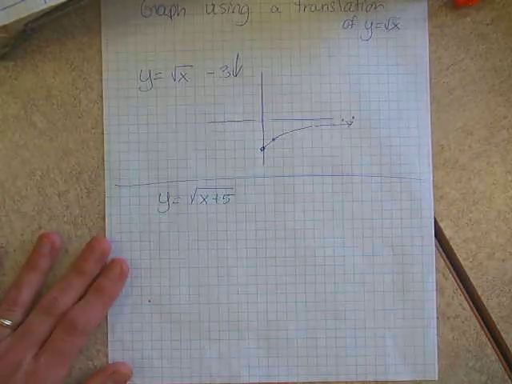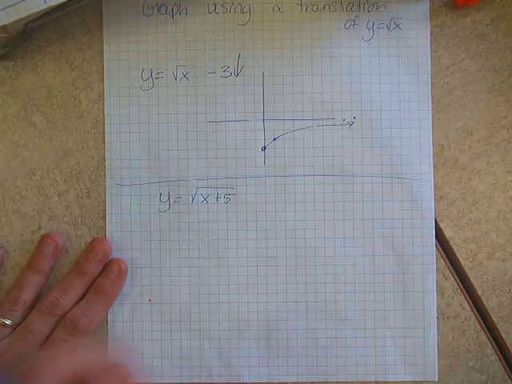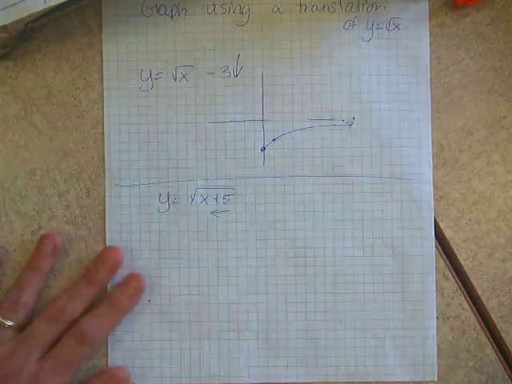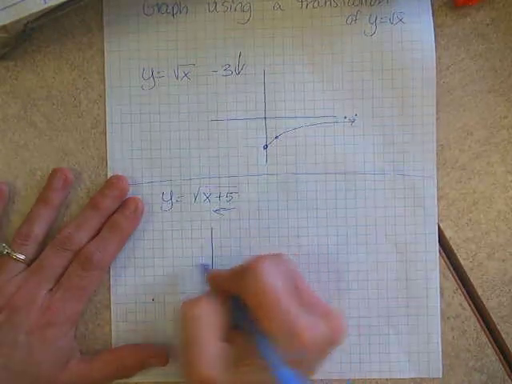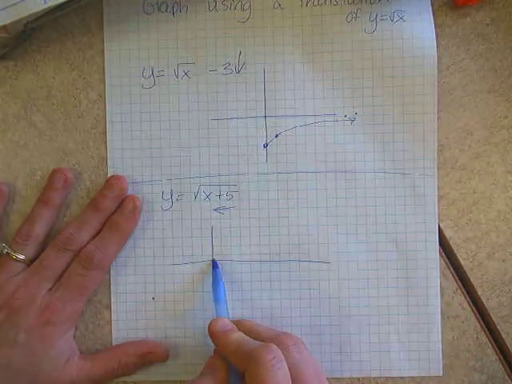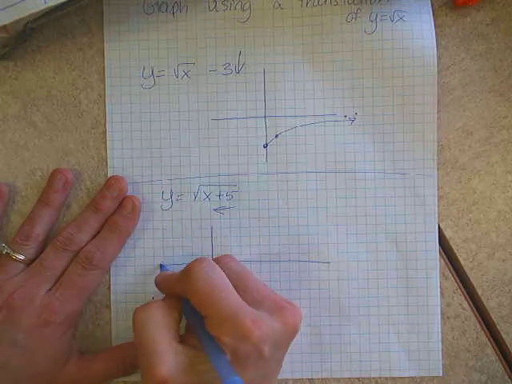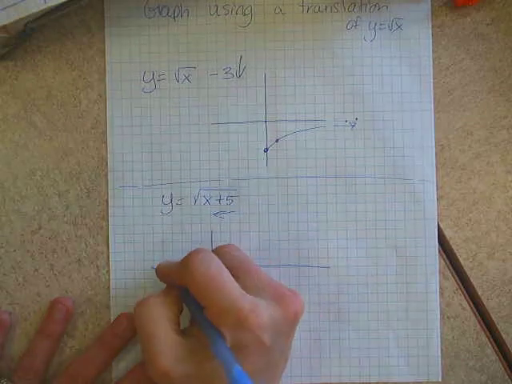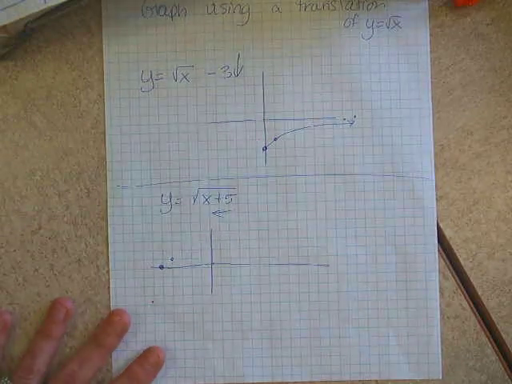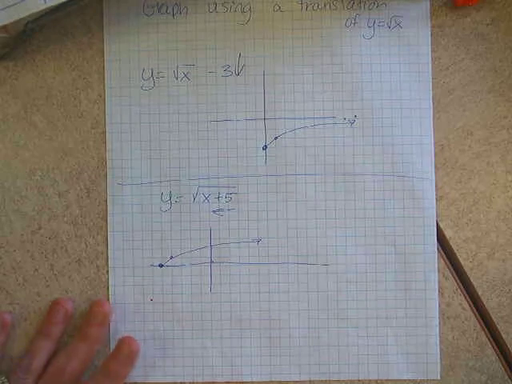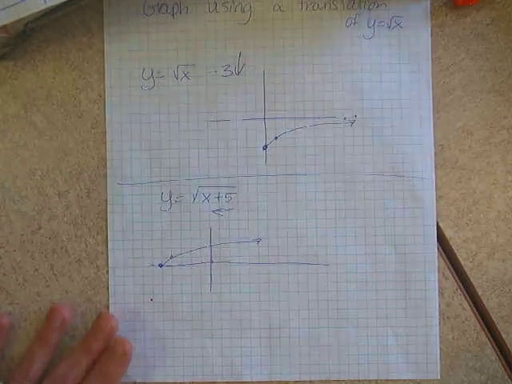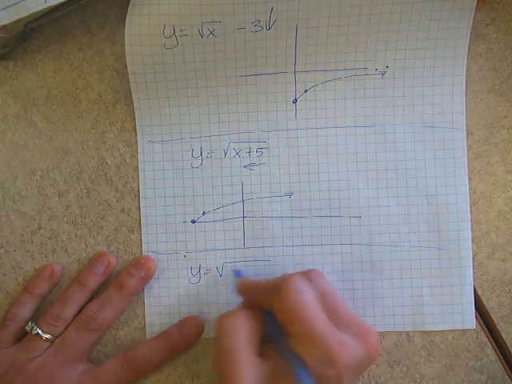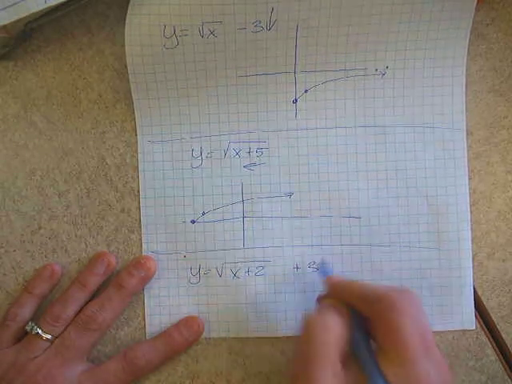Inside is right and left, but it's the opposite of what you're going to think. Okay, so let's look at this one. So that's inside, right? It's going to go left. So that's going to go left 5. So from the origin, we're going to go 1, 2, 3, 4, 5. That's my starting point. You're still going to go up 1 and over 1 here. Okay, and then draw in your curve.